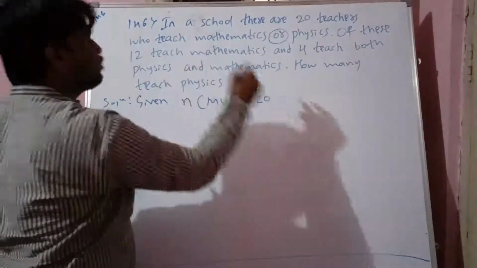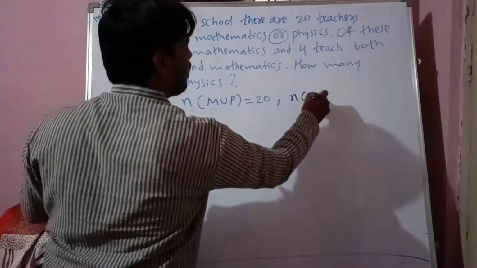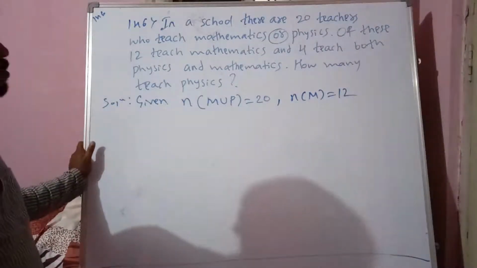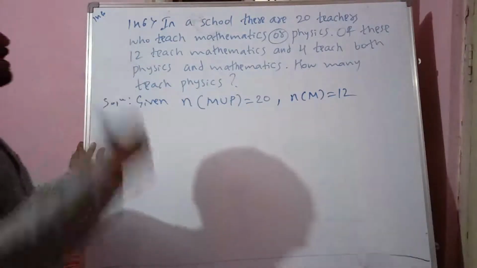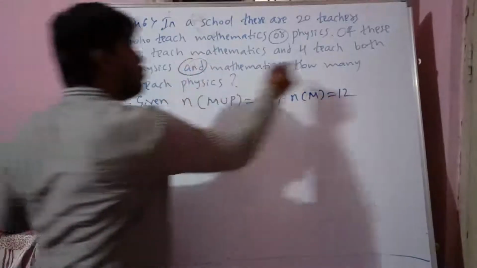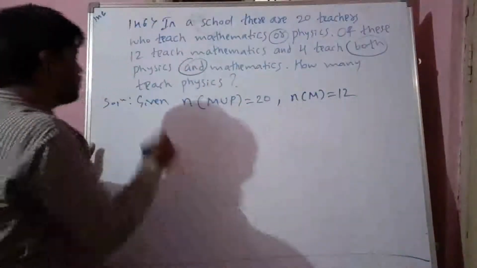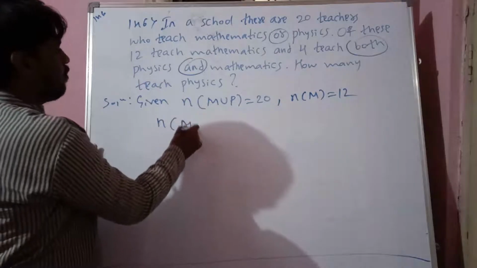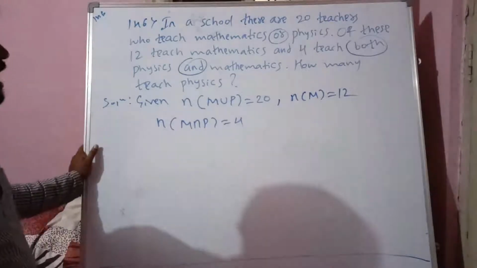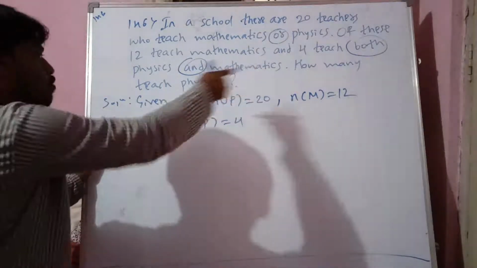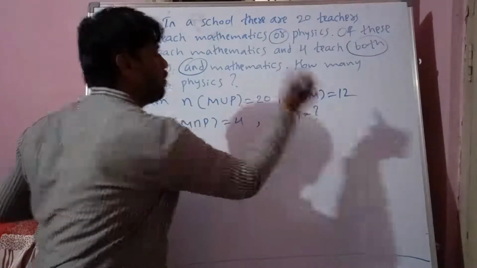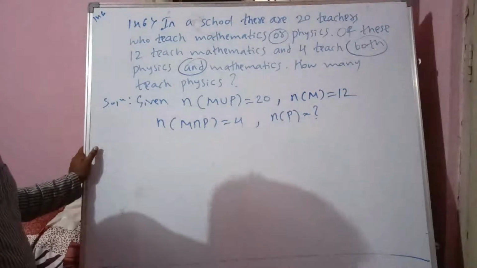Of these, 12 teach mathematics. n of m equal to 12. And 4 teach both mathematics and physics. And both means intersection, that is n of m intersection p is also given 4. So that time you want to calculate how many teach physics. We want to find n of p.